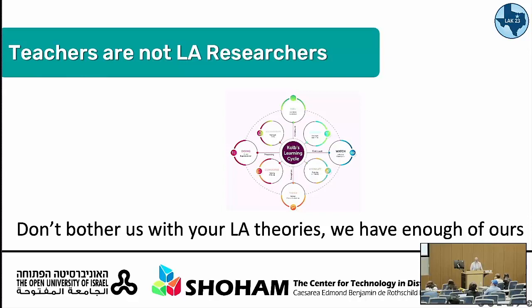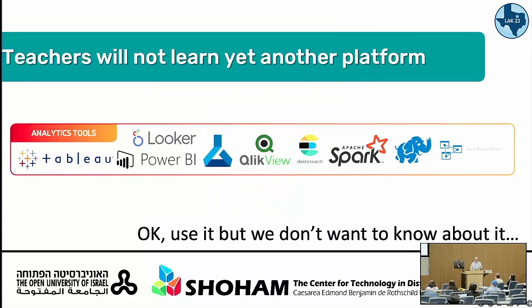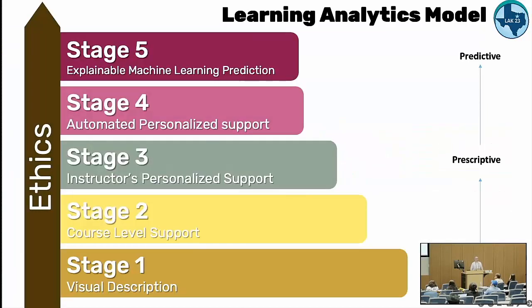They told me, don't bother us with your learning analytic theories. We have enough of our own. That was surprising. Teachers are not data scientists. Sure, build whatever you want, but we won't use it. And then teachers will not learn yet another platform. We showed them all these platforms and they said, okay, use it, but we don't want to know about it. So having learned all that, we came up with a maturity model for learning analytics in our university.